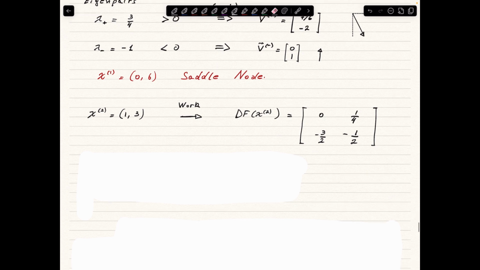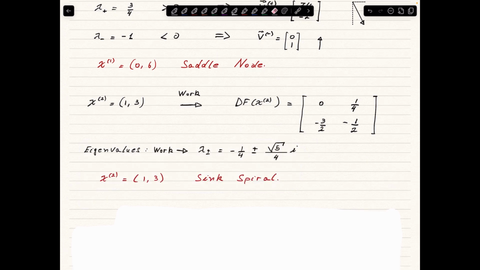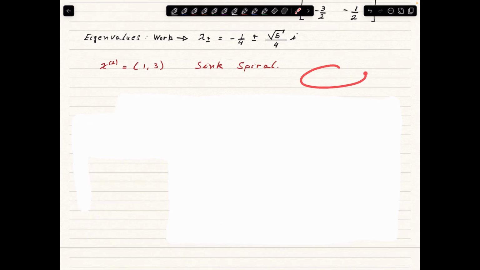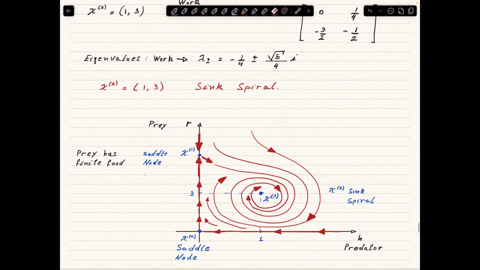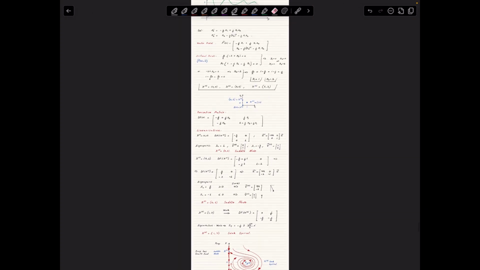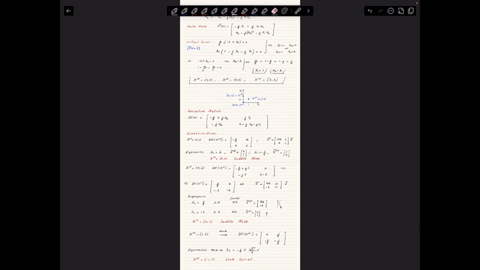Then we go to the third critical point. We find the derivative matrix. Now the calculations are way more complicated, and we end up with eigenvalues that are complex valued with a negative real part, so a sink spiral. And you have to compute the eigenvector, which is more complicated, to find how oval the spiral is, and then you end up with this picture. So I leave the calculations here, so you can use them as a guide when you do your own calculations.